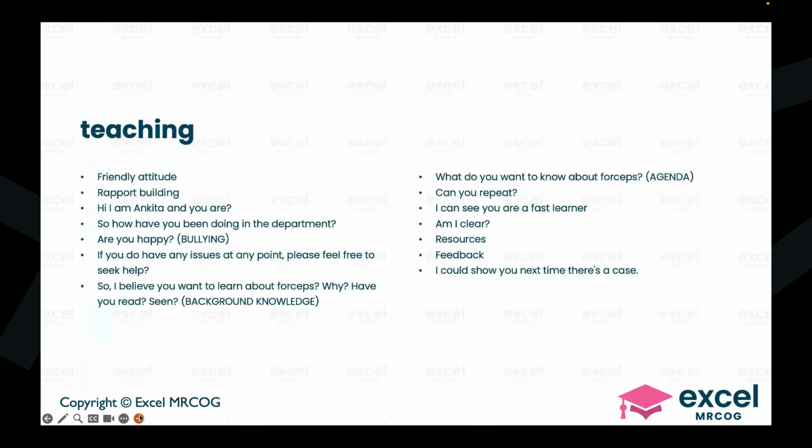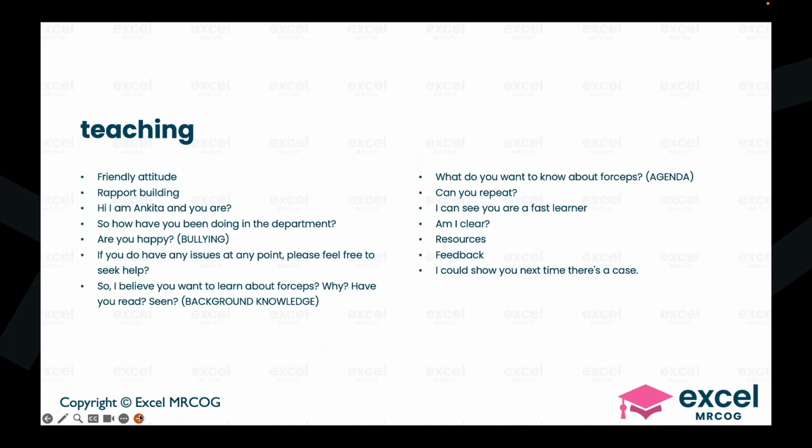In teaching, make sure that you have a friendly attitude, building rapport. So start by saying, "Hi, I'm Ankita, and you are, and how have you been doing in the department? Are you happy?" And you can even make out from her attitude if she's happy, she's being bullied, etc. So if you do have any issues at any point, please feel free to seek help. So I believe you want to learn about forceps. What have you read or seen? Okay, that's background knowledge.